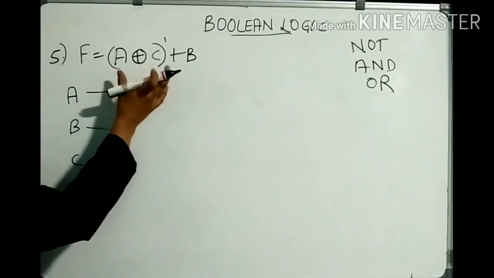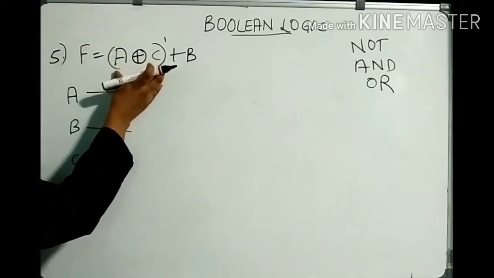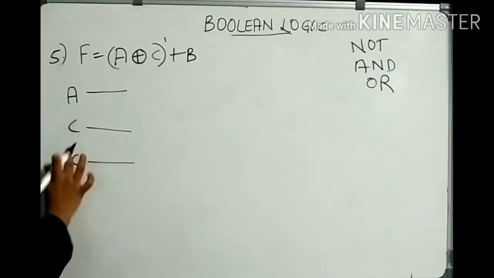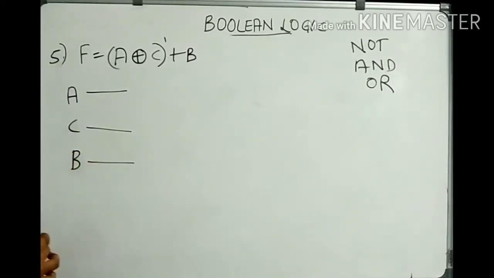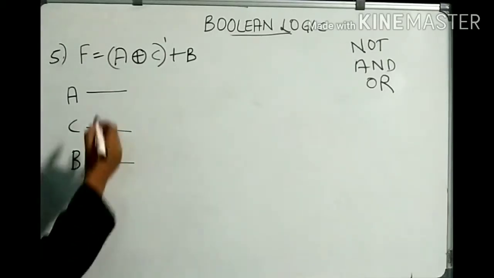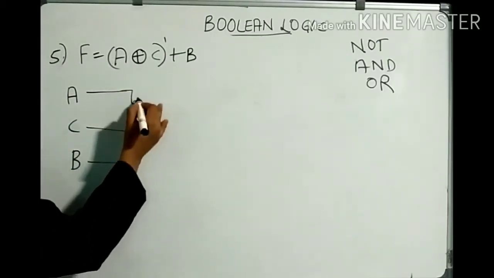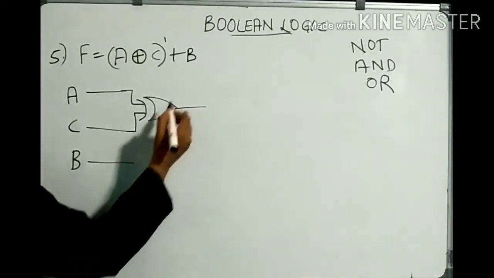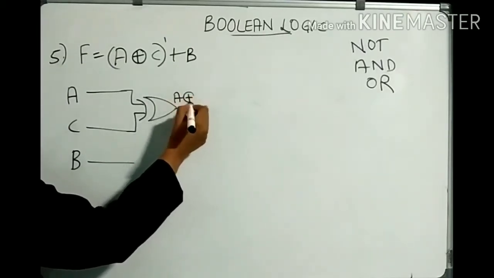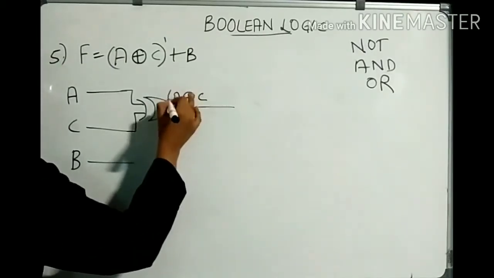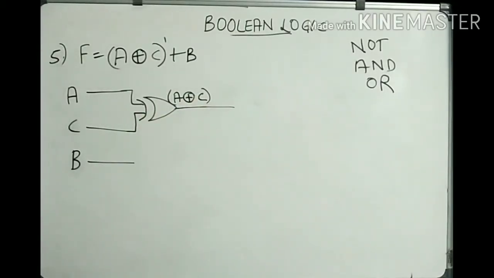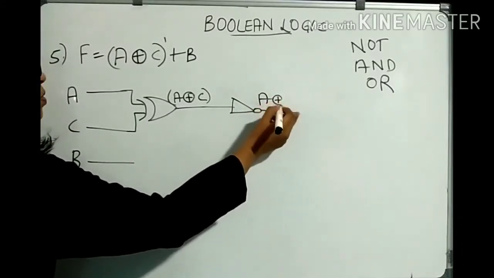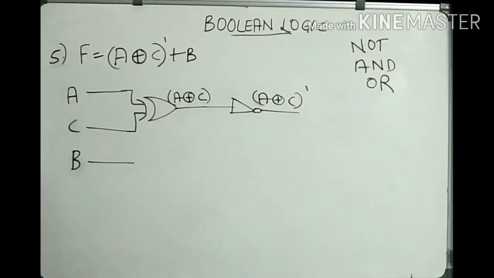But we can see here that there is a bracket. So we have to give priority to the bracket first. So what is inside the bracket? A and C. So it's better to write C here. You can write it anyway, but the output should be the same. So A and C are being XORed. So how do we draw the logic gate for XOR? Like this. This is the logic gate for XOR. And the output will be A XOR C. And what is happening to this thing? This is being negated or complemented. So there should be a NOT gate here to complement it. So A XOR C, the whole complement.